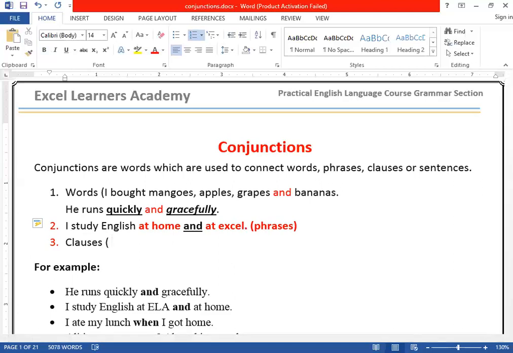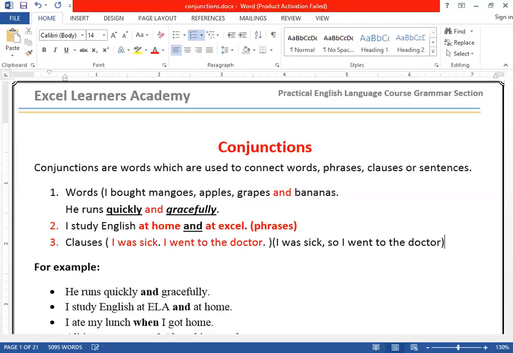When you want to connect two clauses, for example, I was sick. This is one clause, clear? And if I say, I went to the doctor, this is another clause. So how many clauses do I have now? There are two clauses. Number one, I was sick. And number two, I went to the doctor. So I can connect both of them. I can say, I was sick, so I went to the doctor.